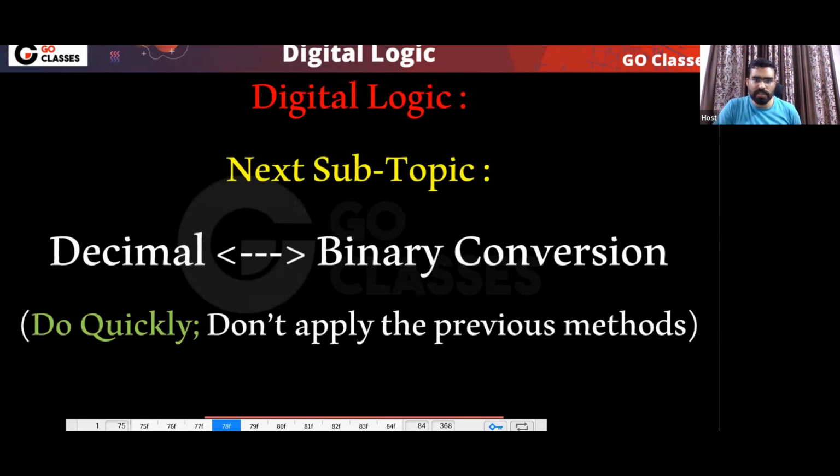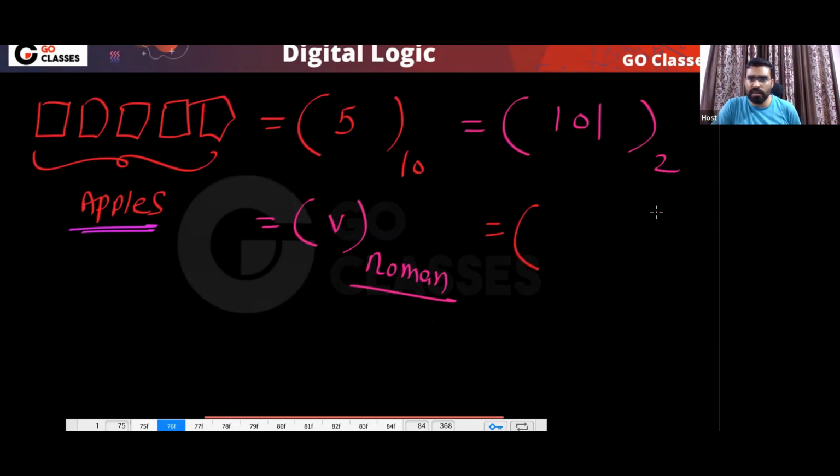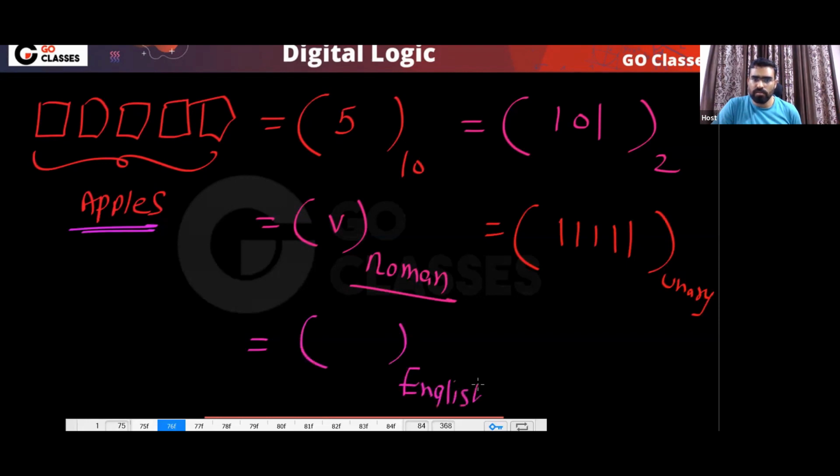If you notice, the unary system will count like this. This is how the unary system will count. Very simple. This is how English will count, something like this. Okay, anyway.